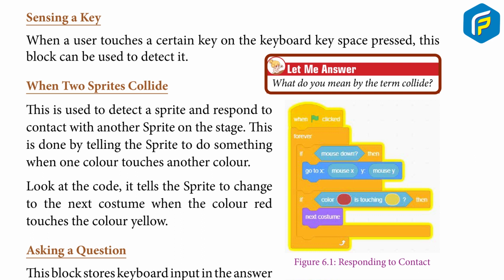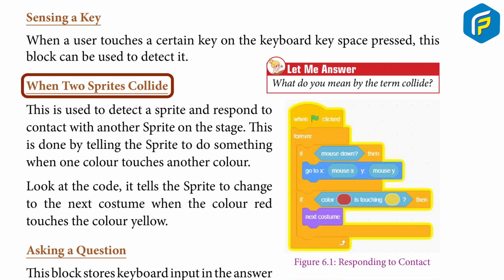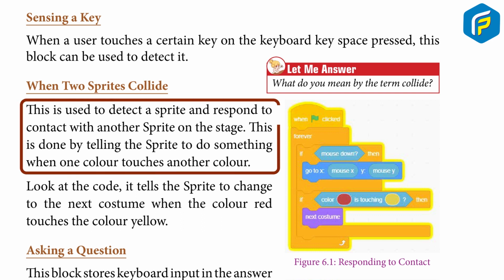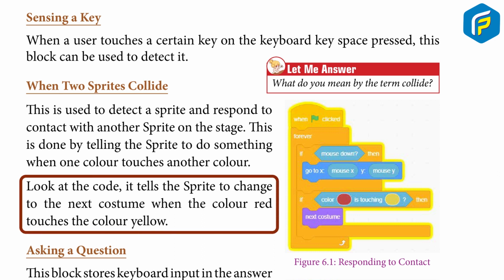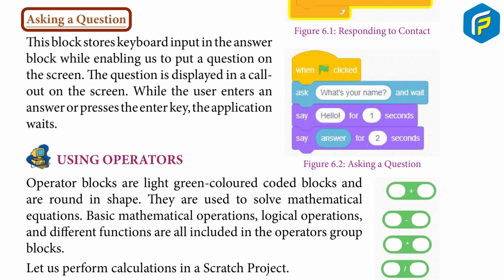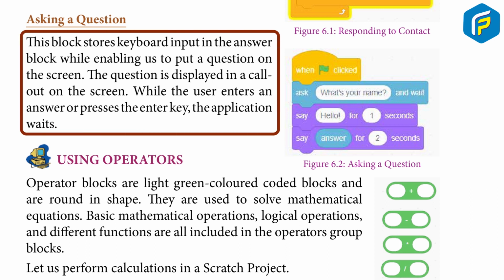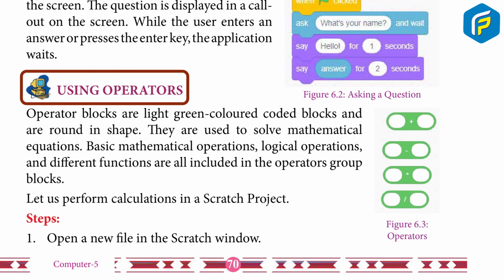Let me answer: what do you mean by the term collide? When two sprites collide, this is used to detect a sprite and respond to contact with another sprite on the stage. This is done by telling the sprite to do something when one color touches another color. Look at the code. It tells the sprite to change to the next costume when the color red touches the color yellow. Asking a question. This block stores keyboard input in the answer block while enabling us to put a question on the screen. The question is displayed in a callout on the screen while the user enters an answer or presses the enter key. The application waits.